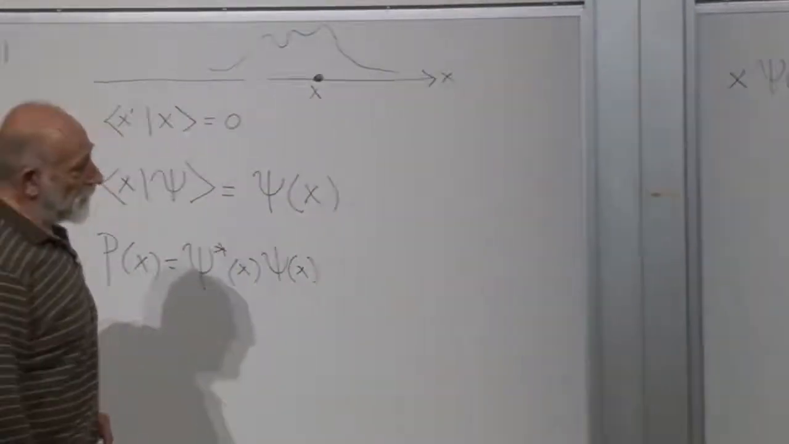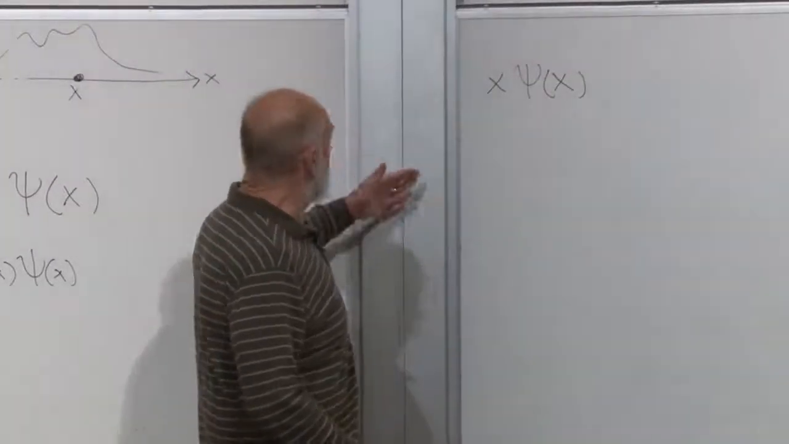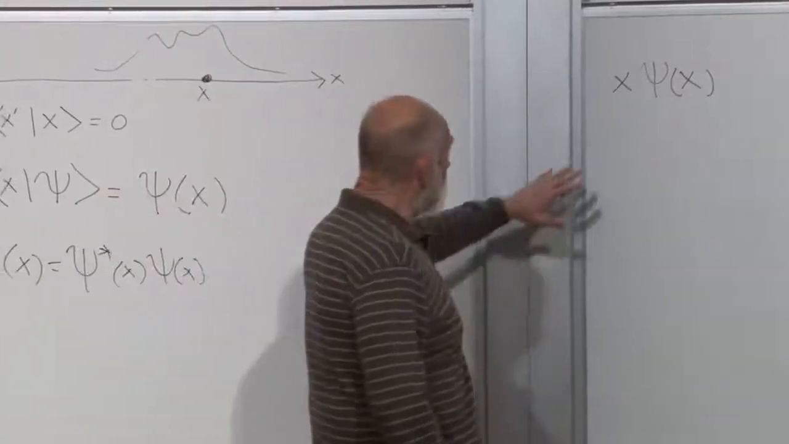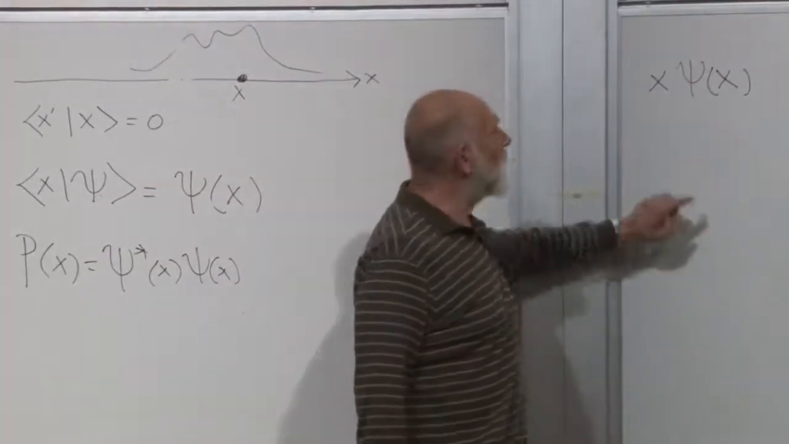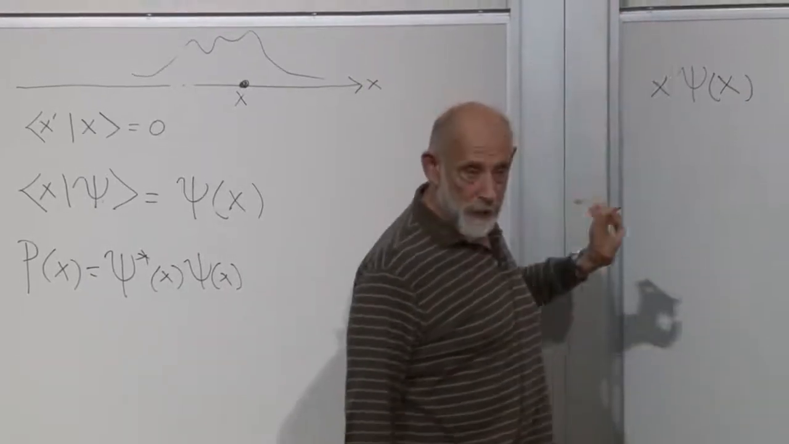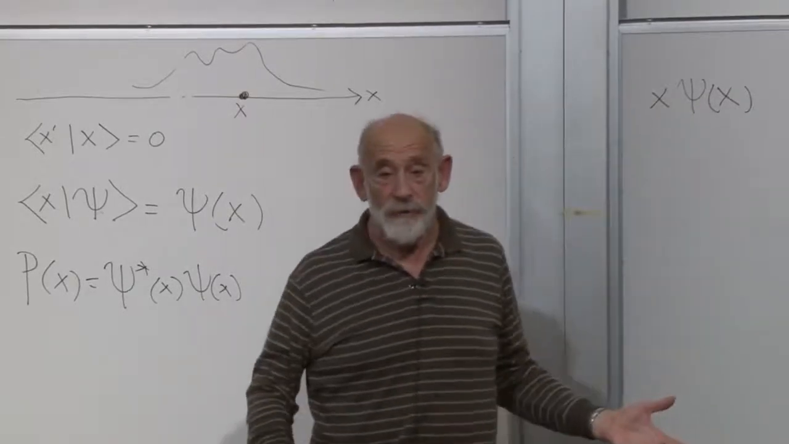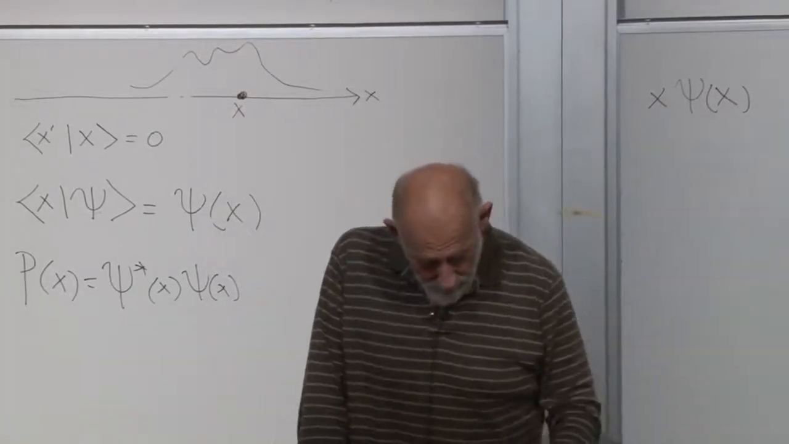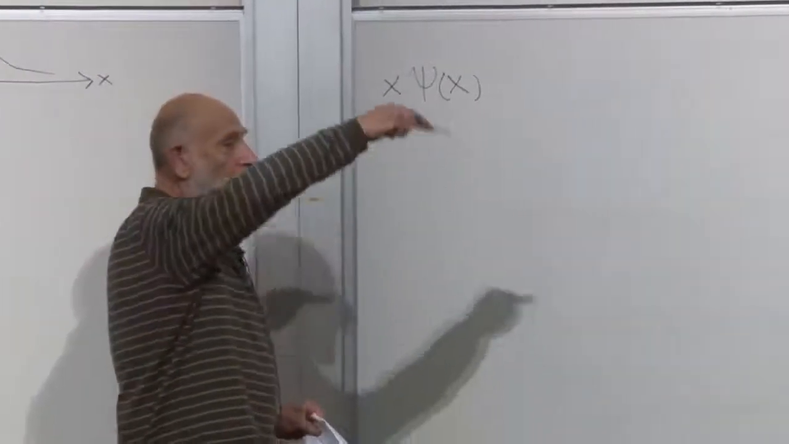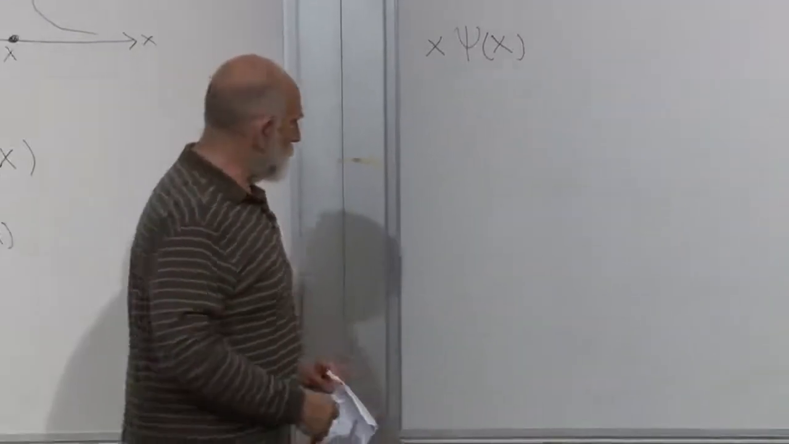If psi of x is a function representing the probability amplitude, psi of x is called the probability amplitude, or the wave function of a particle, then if you want to apply the operator representing position to psi of x, you just multiply psi of x by x. That's all. The eigenvectors of x are the wave functions which are highly peaked, very, very narrow Dirac delta functions.